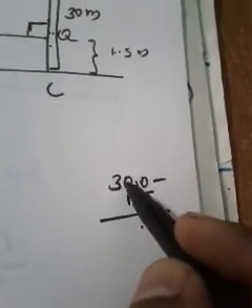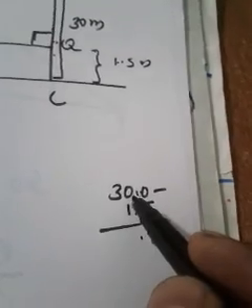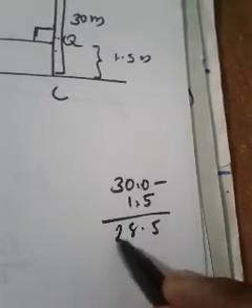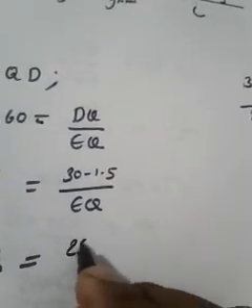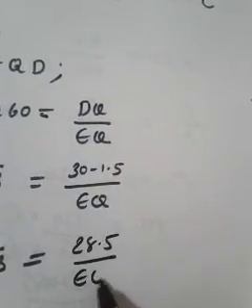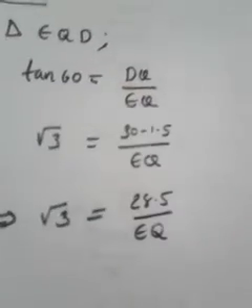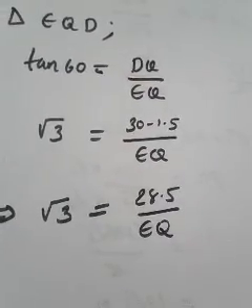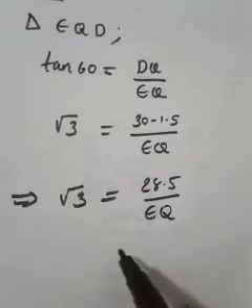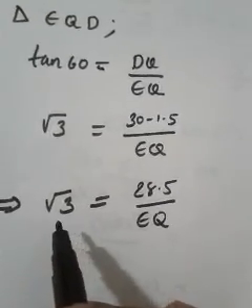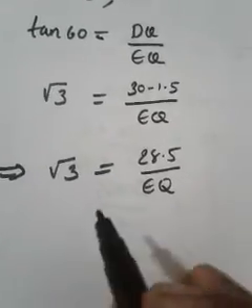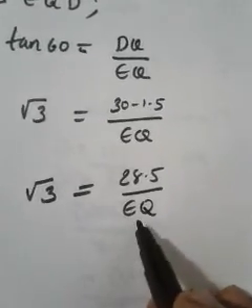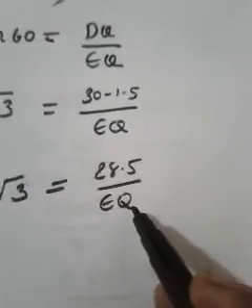10 minus 5 is 5. Here 9, isn't it? Yes, 9. 8, so 28.5. Okay, so answer is 28.5 divided by EQ. Okay, so you may have understood what is EQ. Any problem? No. And root 3 is equal to 28.5 divided by EQ. എന്തോ ആലോചിച്ച് പറഞ്ഞാണ്. So can you calculate the value of EQ? Can you calculate the value of EQ?